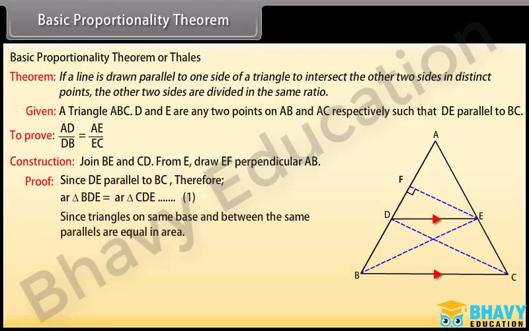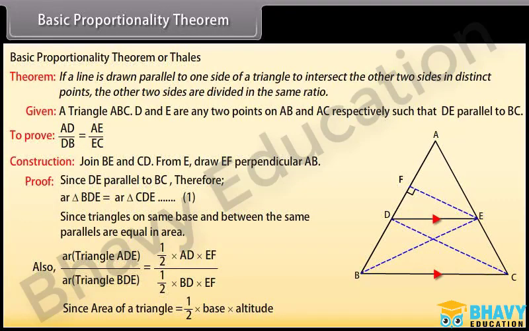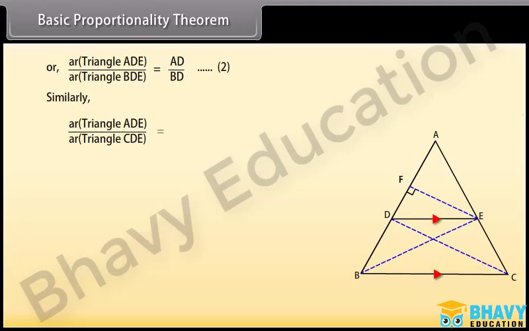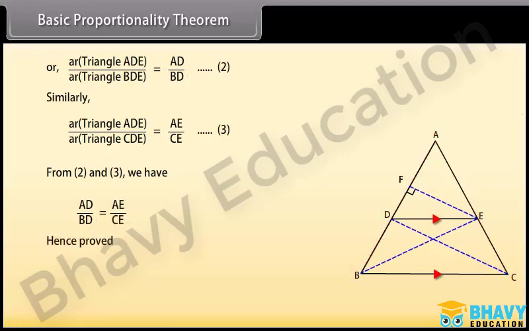Since triangles on the same base and between the same parallels are equal in area, and since area of a triangle is equal to 1 by 2 into base into altitude, area of triangle ADE upon area of triangle BDE is equal to AD upon BD, mark it as 2. Similarly, area of triangle ADE upon area of triangle CDE is AE upon EC, mark it as 3. From 2 and 3 we have AD upon BD equals AE upon EC, hence proved.